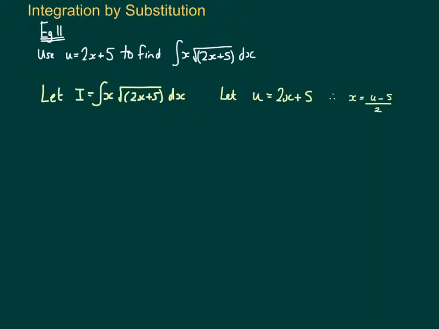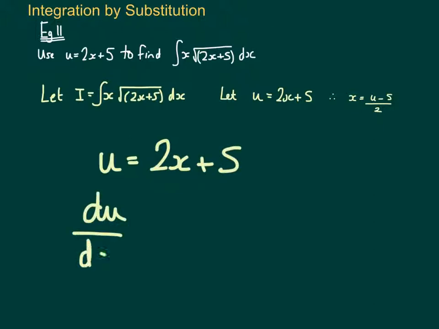Now we just need to replace dx, okay? Because if we replace the other things I've just mentioned but still have the dx, we'll be integrating with respect to x, which we don't want. We want to integrate with respect to u. So that's going to be du over dx is equal to 2.